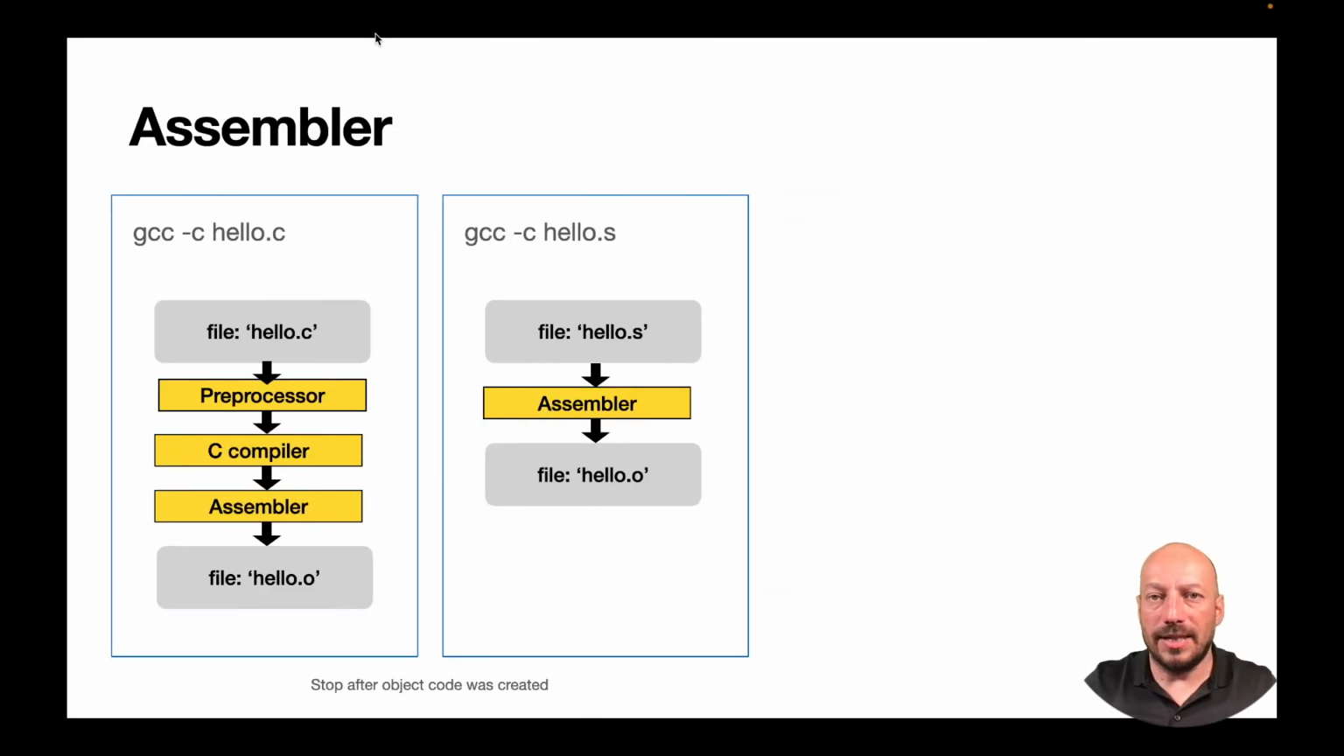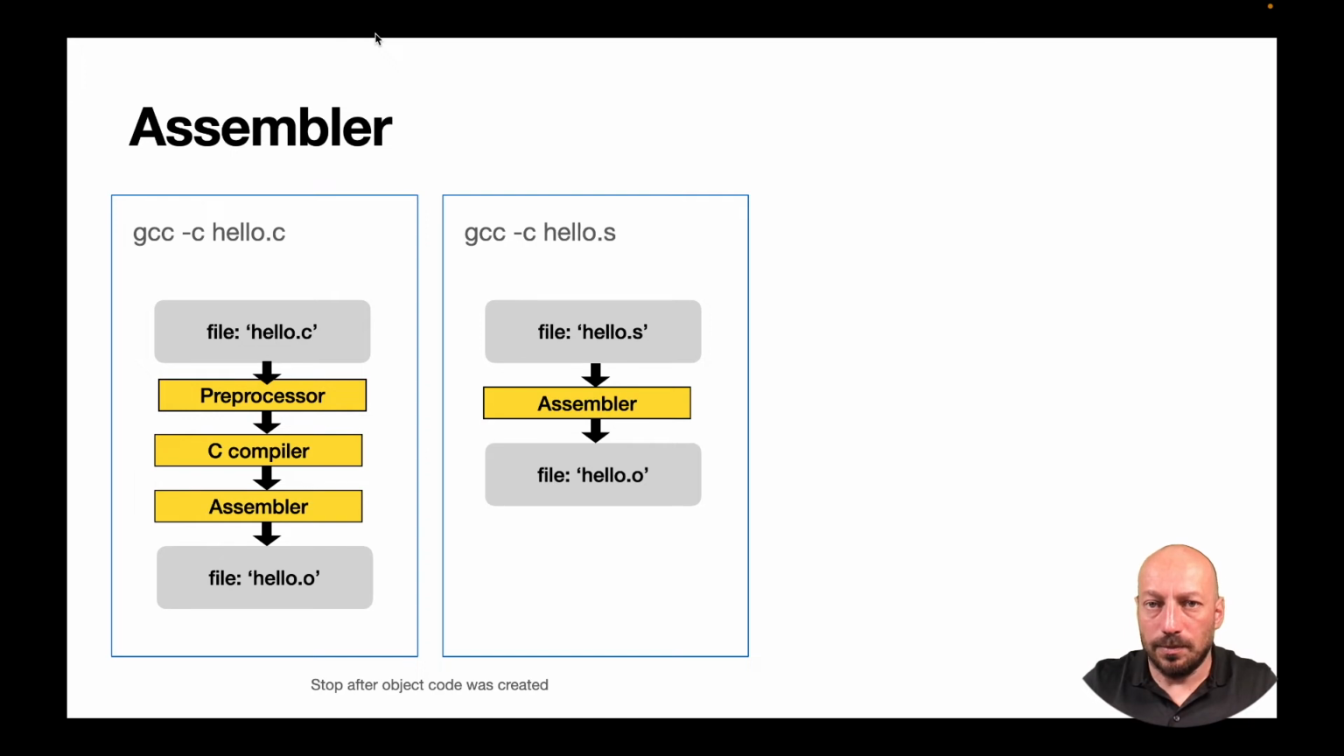With the option -c, lowercase c, you can stop the toolchain after the assembler generated some machine code from the assembly code, a so-called object file. That's why by default you have this extension .o. And depending on the file extension, the toolchain begins with the preprocessor, runs through the compiler, runs through the assembler if you have a C file, and if you have assembly code, it of course begins with the assembler.